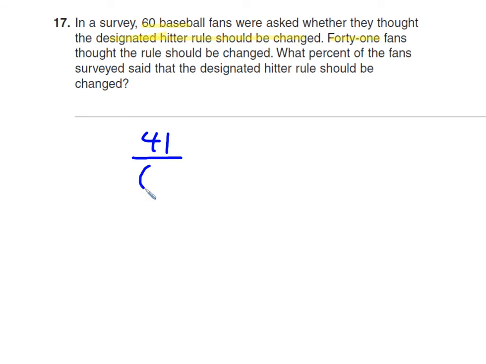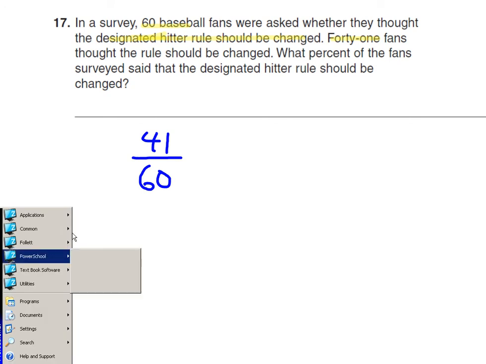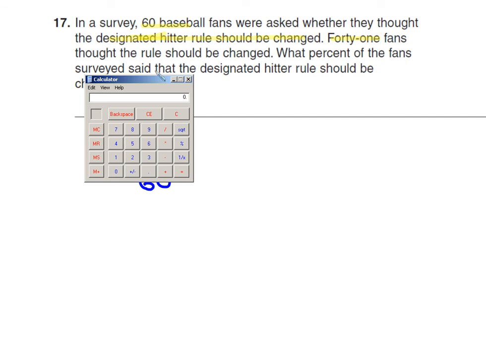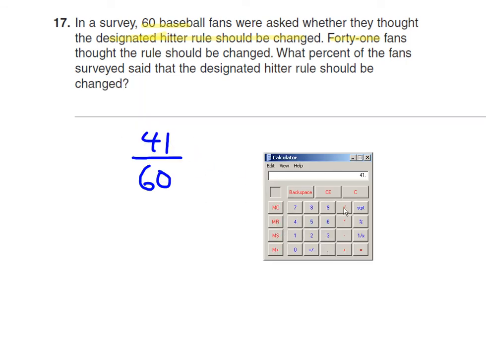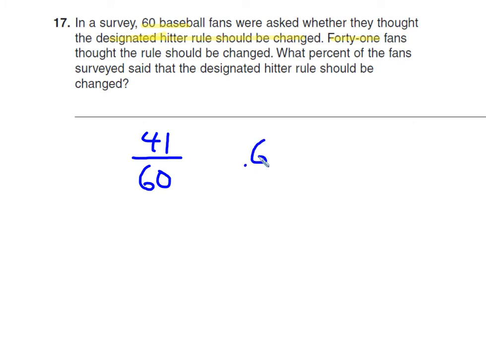Now the easiest way is to simply divide. I can get a calculator to save time and show you guys. 41 divided by 60, and I get 0.68, and then repeating threes. When you divide the numerator by the denominator, you get it in decimal form. So this is tenths, hundredths. I move the decimal once, twice, and then round to the nearest percent. 5 or more, increase the score. 4 or less, no change. So this stays 68%. 68% thought it should be changed.